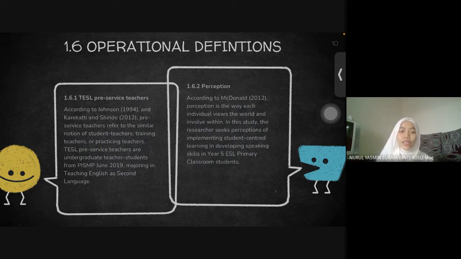And then the second one is the perception. So according to McDonald 2012, perception is actually the way an individual views the world and involved within. And in this study, perception actually means the researcher seeks for perceptions of implementing student-centered learning in developing speaking skills in Year 5 primary classroom students from TESL pre-service teachers.